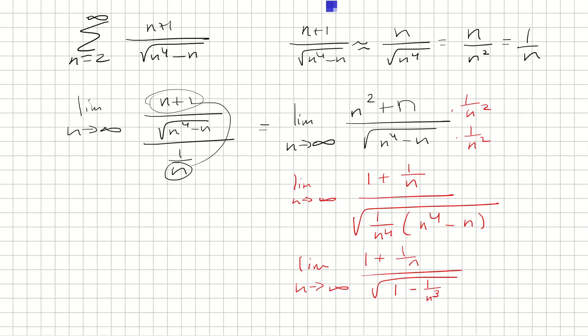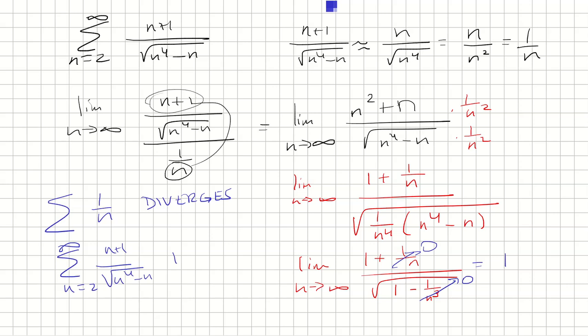And here notice that 1 over n goes to 0, 1 over n cubed goes to 0. We have 1 over 1, so the limit is 1. And the way the limit comparison test says, well, the sum of 1 over n diverges, we know, because it's a harmonic series. And because the limit is positive and finite, that means our original sum will also diverge. And that's by the limit comparison test.